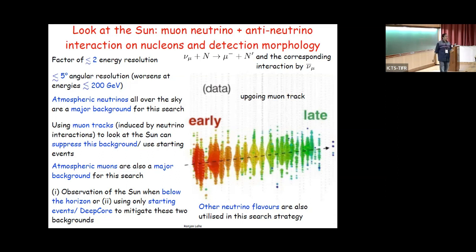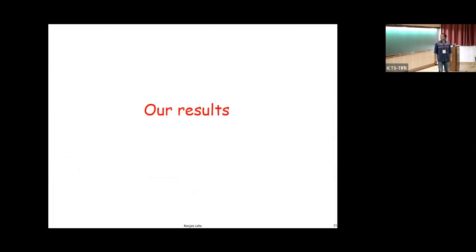Note that this is only one signature of IceCube. IceCube also has other signatures of nu e's, nu taus, and even for neutral current interaction, this is charged current interaction. And all neutrino flavors are used for various search strategies of what I'll be talking about. Okay, so what are the results?